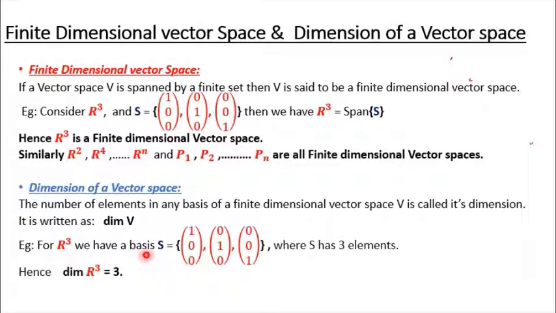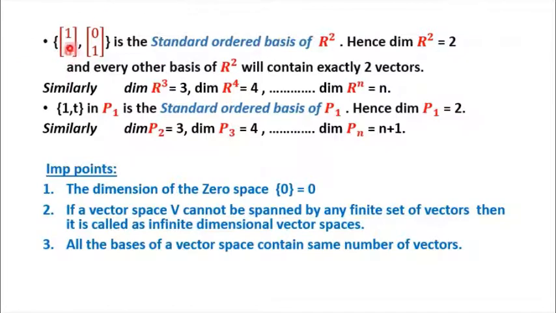R3. What is the basis of R3? S is equal to (1, 0, 0), (0, 1, 0), (0, 0, 1). It is spanned by three vectors, and this is a basis. How many vectors? 3. So S has 3 elements, that means dimension of R3 is equal to 3. Similarly, if you take the standard ordered basis of R2, (1, 0), (0, 1), then how many vectors are in the standard ordered basis? 2 vectors. So dimension of R2 is equal to 2.